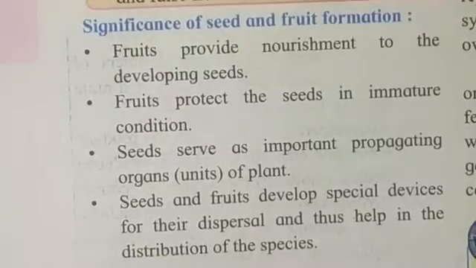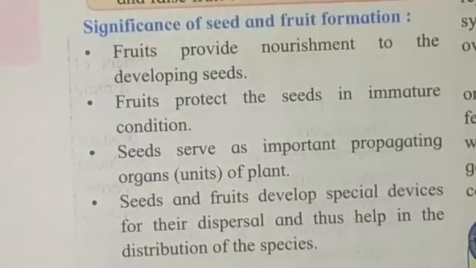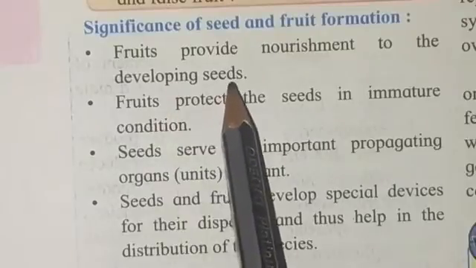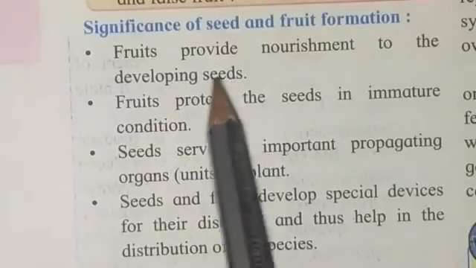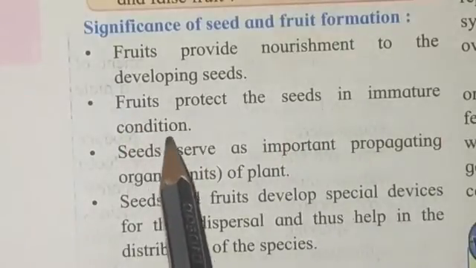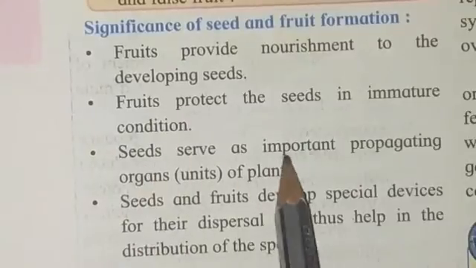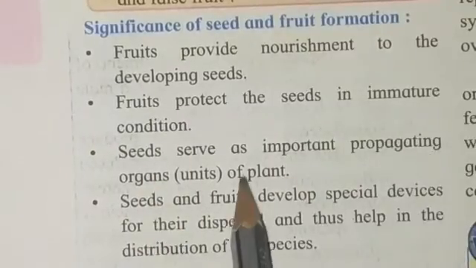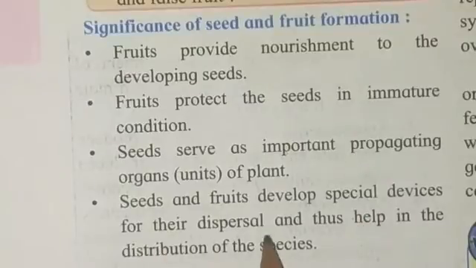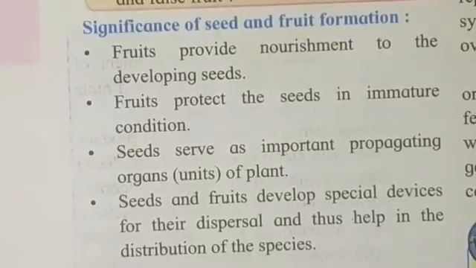Whatever seed or fruit is formed, that is very important. So now let us discuss the significance of the seed and the fruit. First, the fruit provides nourishment to the developing seeds, and you know that seeds are very important because they form the new plant. The fruit protects the seeds in the immature condition, when they are not completely grown. Seeds serve as important propagating organs of the plant, that is, from the seed only a new plant can be formed. The seeds and the fruit develop special devices for their dispersal, and thus help in the distribution of the species.